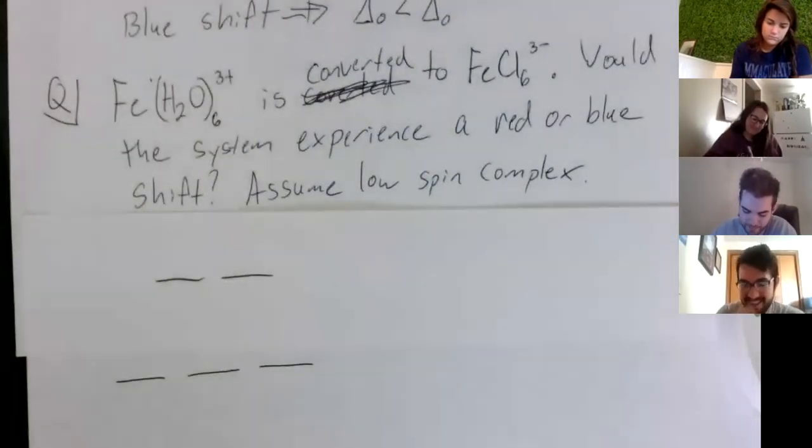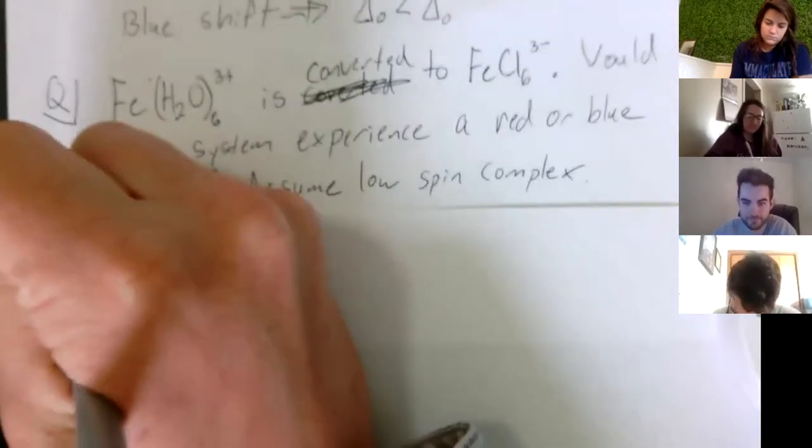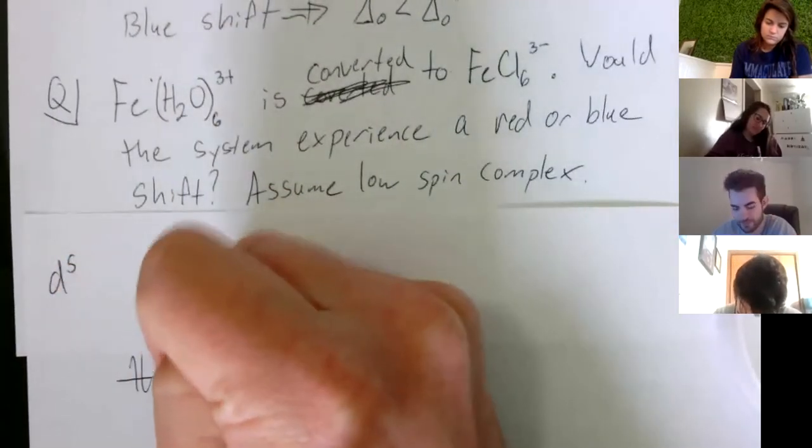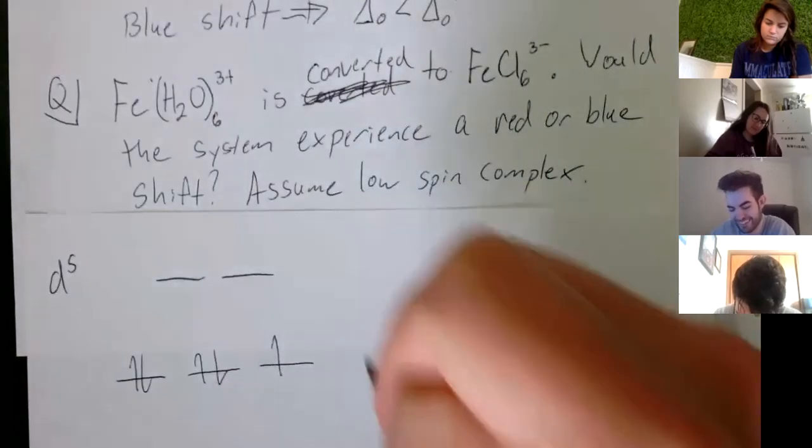I was going to say we did it earlier in class. Yeah, we've done it a million times, right? So we got a d5 metal. We're pretending we have a low spin complex.